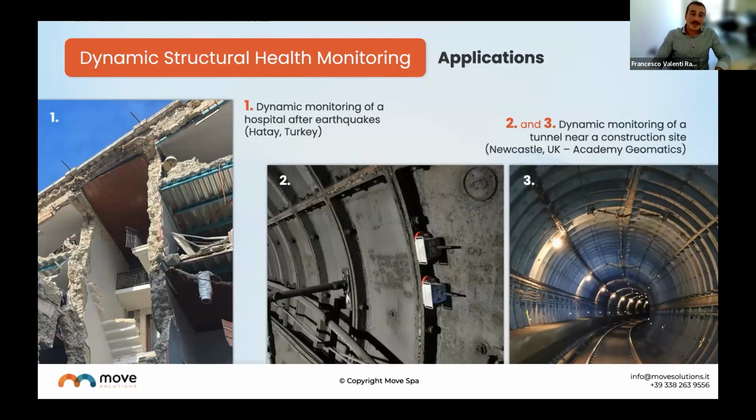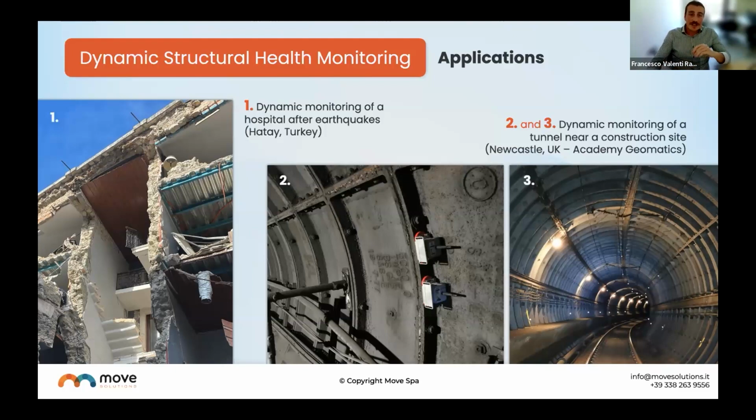When the earthquake destroyed a very large number of buildings in Turkey, including this large public hospital, our devices provided key structural information on two remaining areas, one public and one private, of the hospital, helping the medical staff to be more confident, more eager to come back into the building and do their work, save lives. The second case study, from pictures 2 and 3, is a UK case study, still from our technical partner, Academy Geomatics.